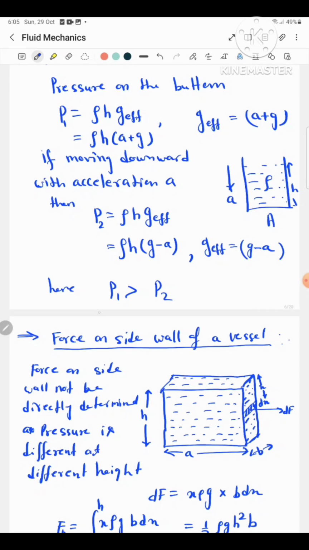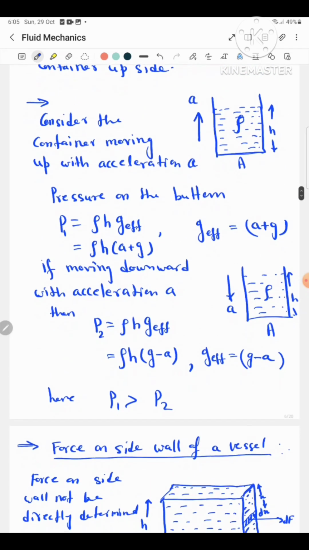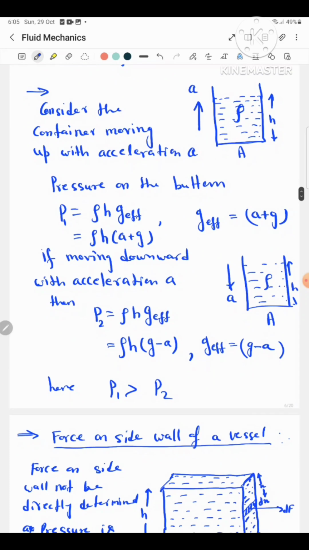Here we have seen that the pressure at the bottom of the upward moving container, P1, is greater than P2. The pressure at the bottom of the container that is moving upward with acceleration a is greater than that of the container that is moving downward.